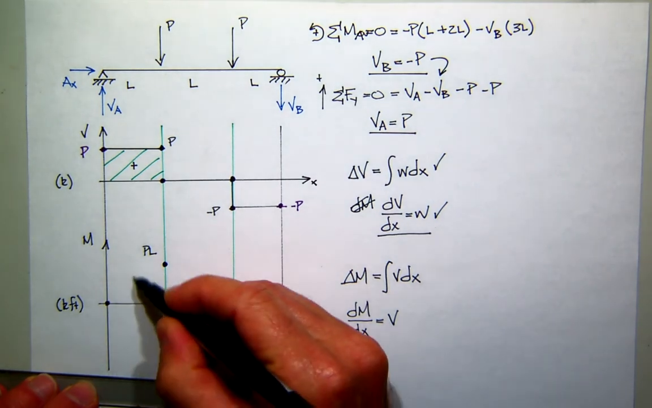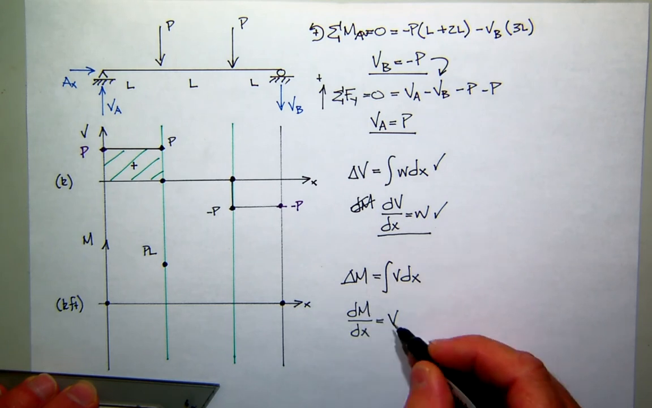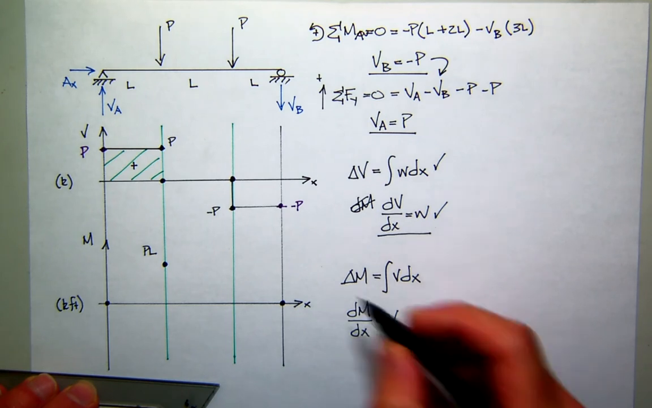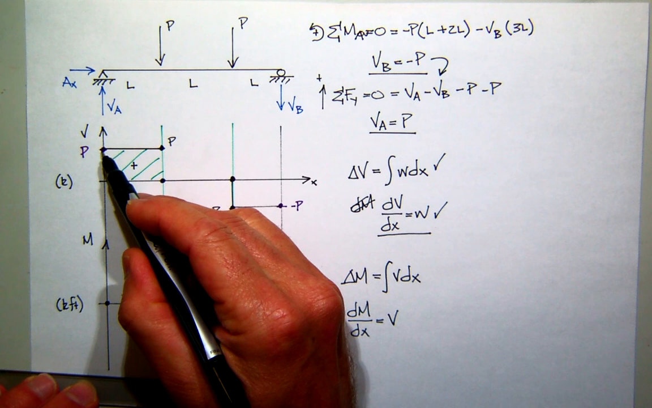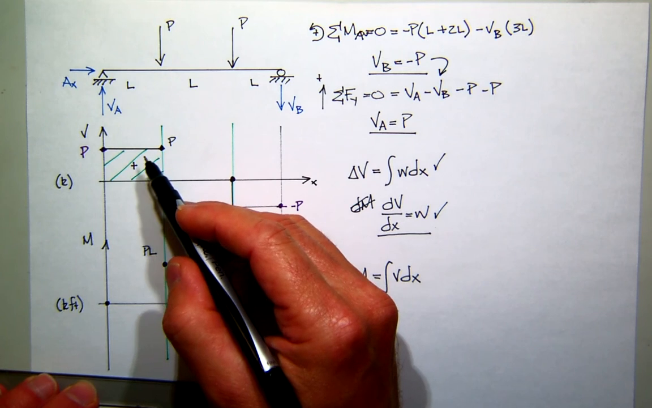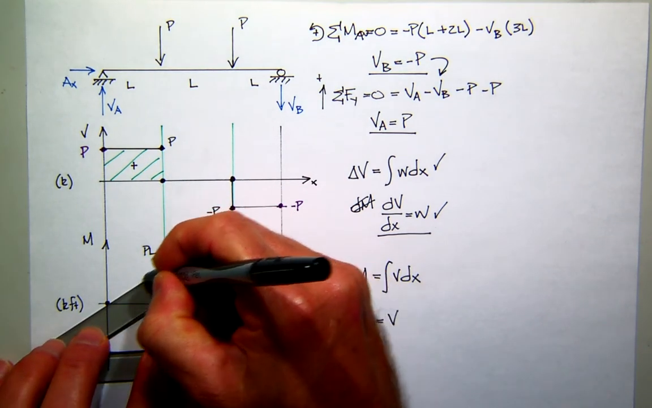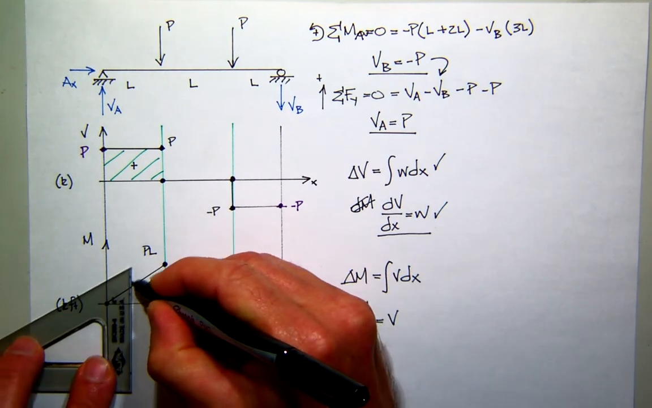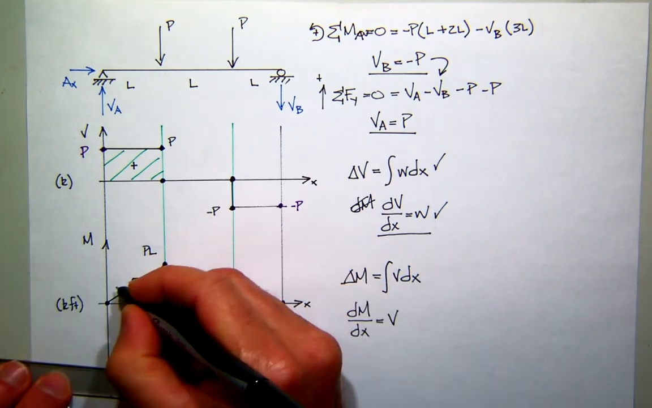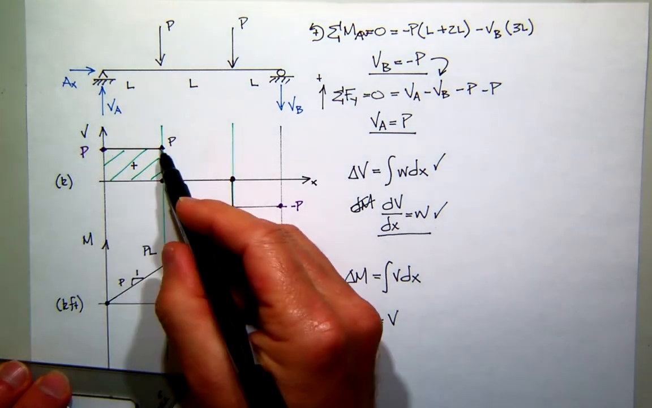What's the shape of the curve in between? Well, it says that it's equal to the slope. The slope is equal to the shear. What's the value of the shear right there at the beginning? P, positive P. That means a slope of positive P. And does it change? No. What kind of line has a constant slope? Right. And if you actually computed it, you would see that the slope of this line is P to 1, rise over run. Because this is value P.